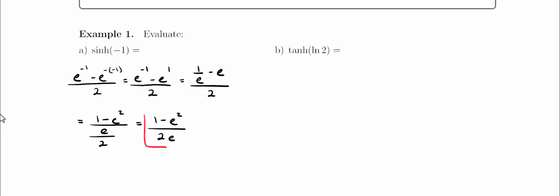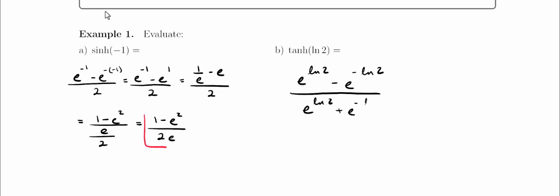Now let's take a look at the second problem, where we're asked to evaluate the hyperbolic tangent of the ln of 2. Using a very similar approach, I'm going to write the hyperbolic tangent in terms of its exponentials: e raised to the ln of 2 minus e raised to the negative ln of 2, all over e to the ln of 2 plus e to the negative ln of 2. At this point, I want you to remember a couple of properties dealing with exponential functions and logarithms, namely the fact that exponentials and logarithms are inverses of each other.